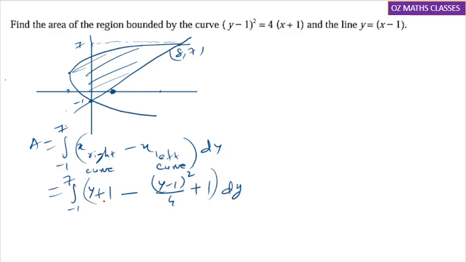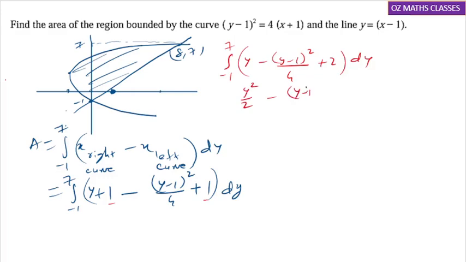Now integrate this. Now 1 plus 1 will become 2. Okay, so minus 1 to 7, and (y minus 1) square by 4 plus 2 dy. Now integrate: y square by 2 minus (y minus 1) cube by 3 into 4, that is 12, plus 2y, and limits minus 1 to 7. Okay. Now put y equal to 7.